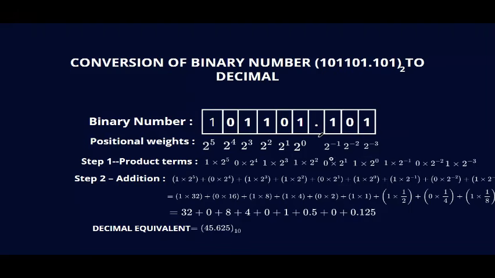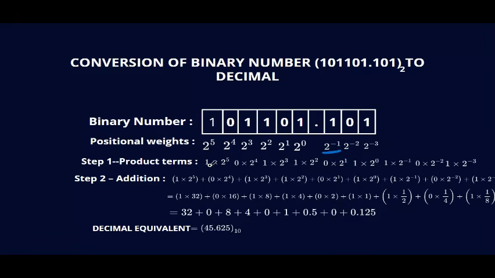On the other hand, starting from the binary point to the right, the bits are assigned negative powers of 2. So here 2 raised to minus 1 is assigned to this particular bit, and to 0 it is assigned 2 raised to minus 2 and 2 raised to minus 3. As before, we get the product terms by multiplying each of the bit with its corresponding positional weight.